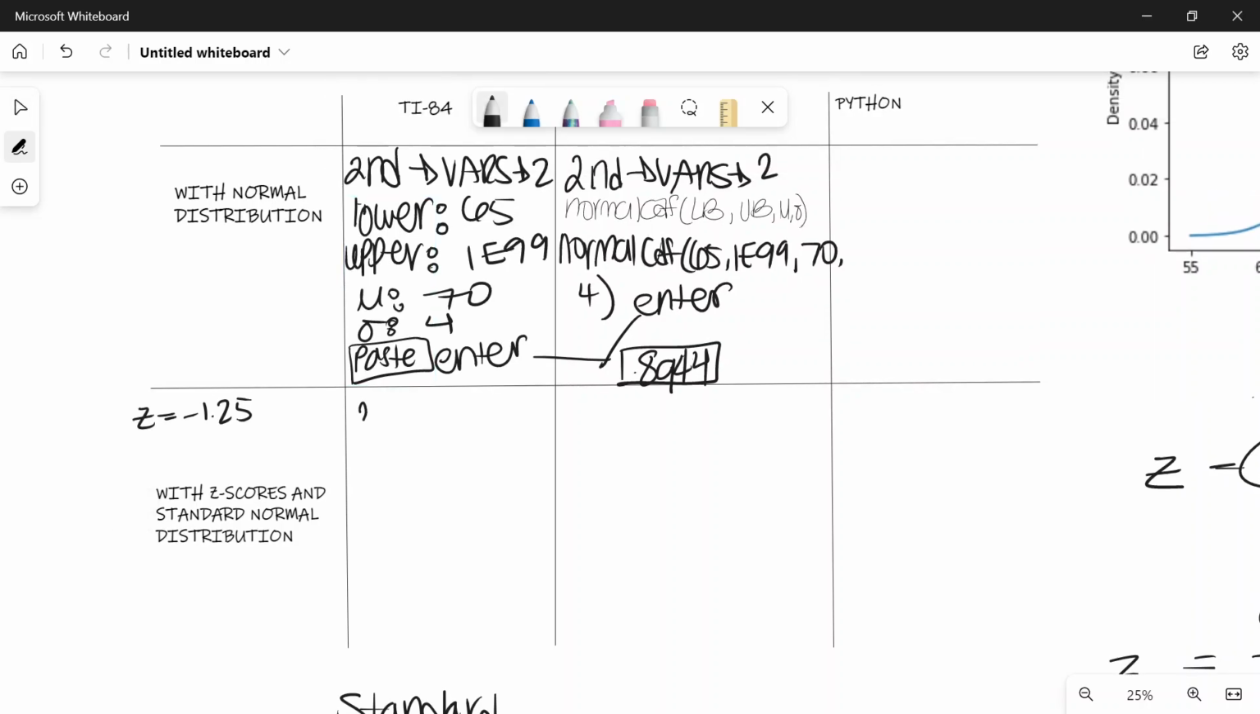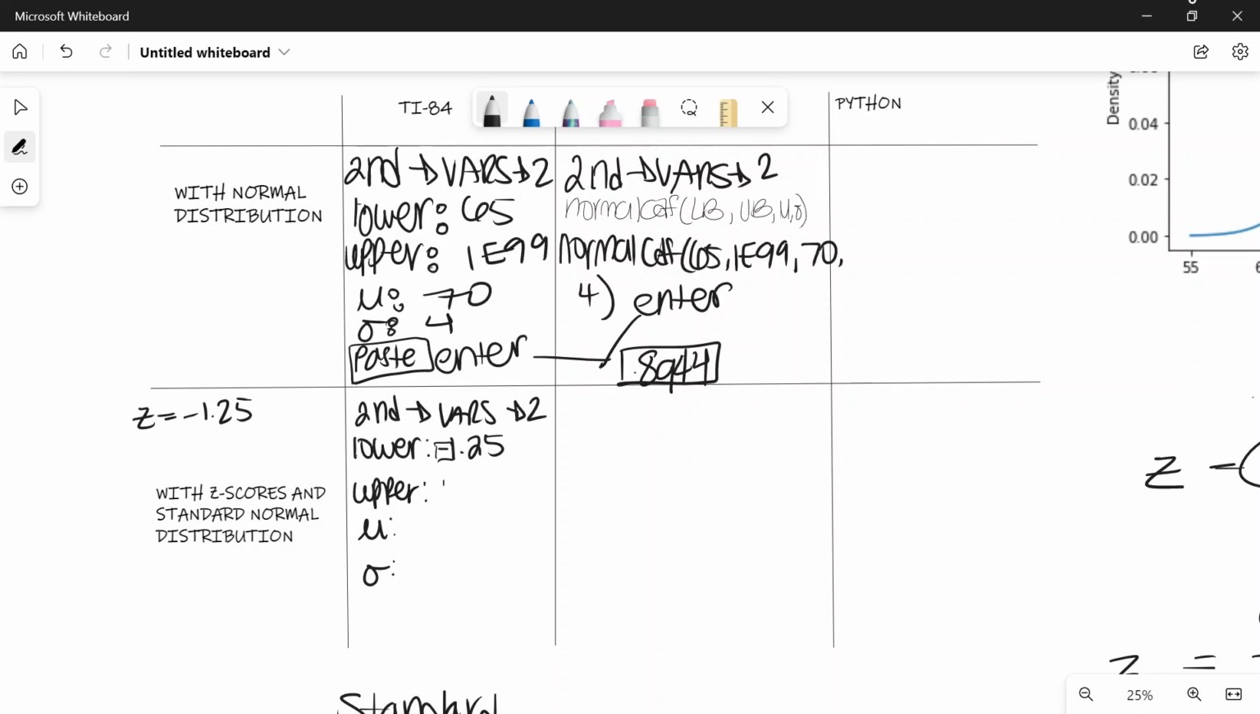We go to second, vars 2, and then for our lower, we have our upper, we have our mu, and we have our sigma. Our mu, well, first of all, our lower, actually, hold on. Lower, upper, -1.25. Yeah, it's the same thing. So you start at -1.25, but I don't know if it's negative. I'll check on that real quick for you. So, well, for now, we'll say -1.25.